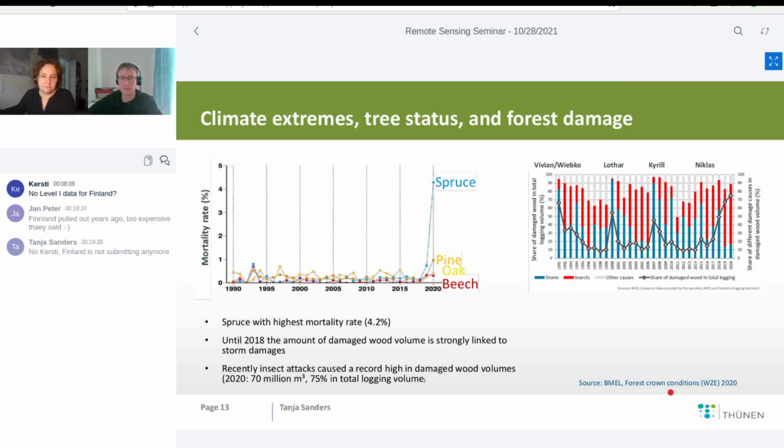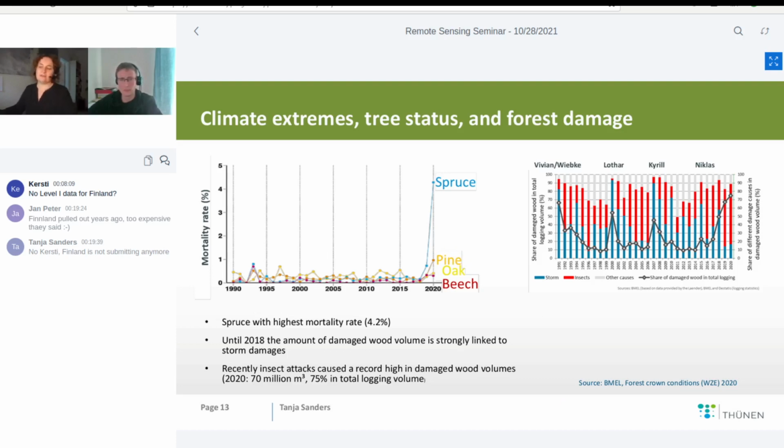In Germany, climate extremes, but also storms, caused an increase in mortality rate. And if you look at this data, which is starting in 1990, you have very low mortality rates over all the years, and for only the last years, basically in 2018, especially spruce mortality rate increased massively. And this is linked, of course, to storms as well, but it is also linked to drought and bark beetle attacks. But other species have an increase as well, especially pine, so our other coniferous tree species in Germany.